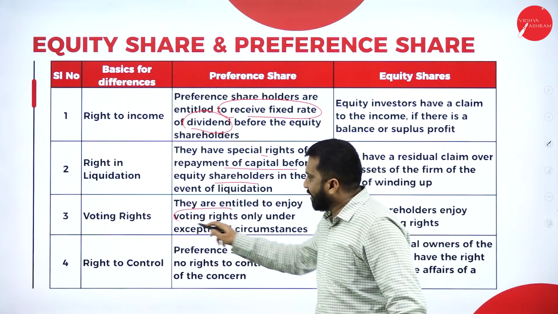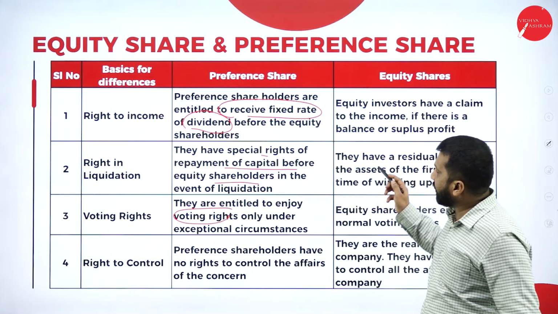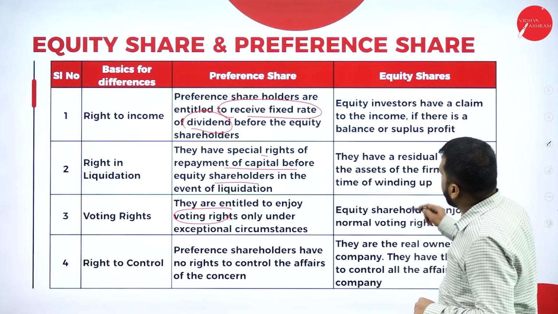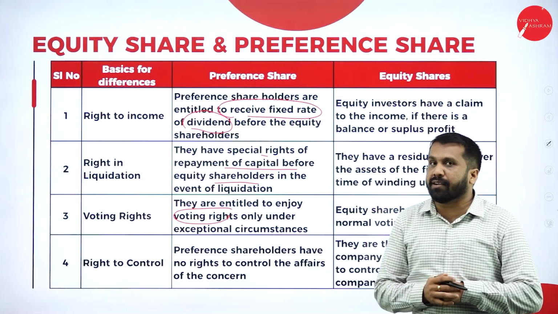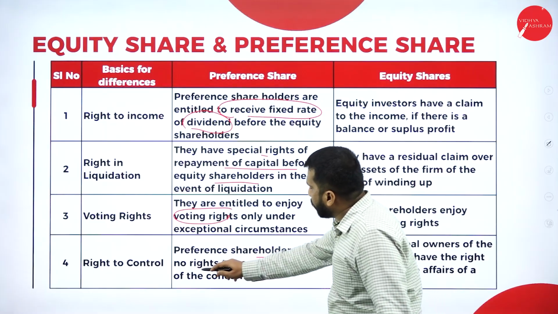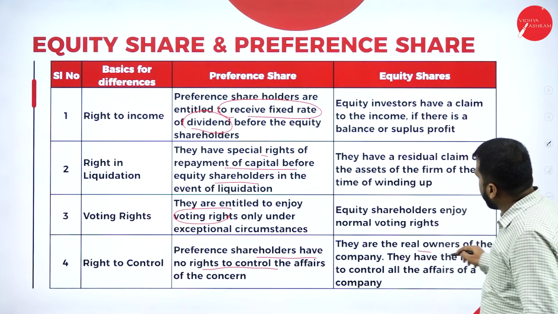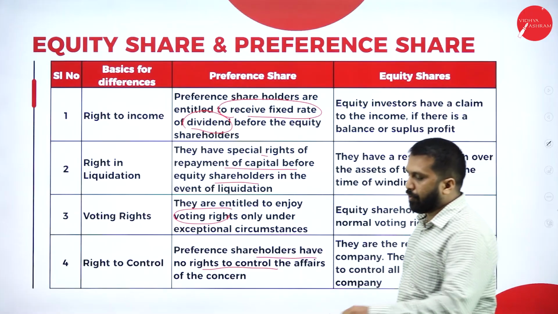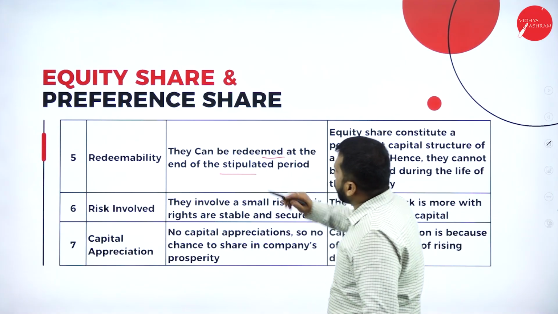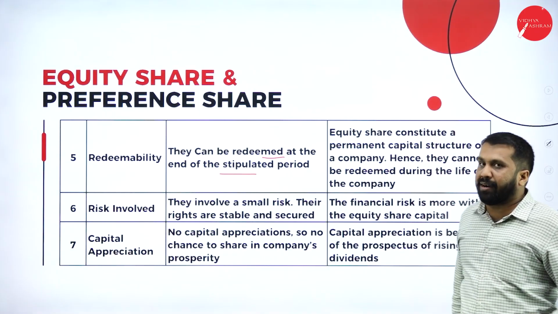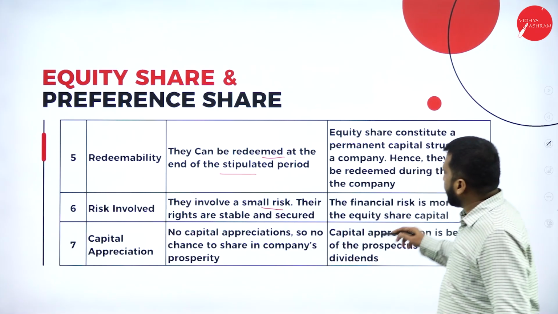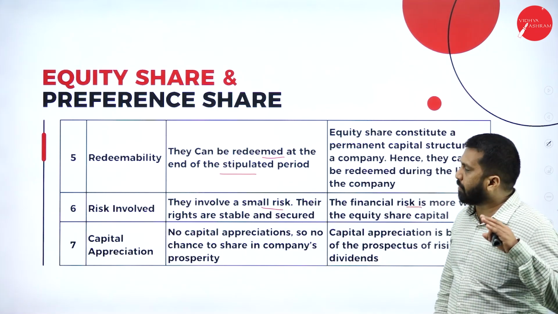Then your voting rights. The voting right will be given only to equity. There is no voting right for preference. Then right to control. Preference shareholders have no right to control, but equity shareholders have all the right to control. Then preference shares can be redeemed at the end of the stipulated period, but equity cannot be redeemed unless and until the company winds up. Equity involves higher risk compared to preference shares.